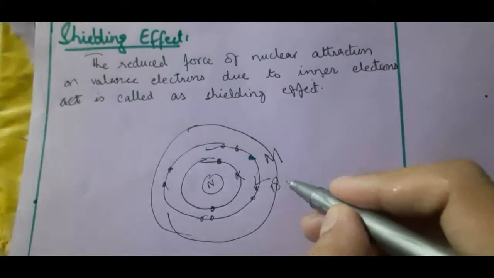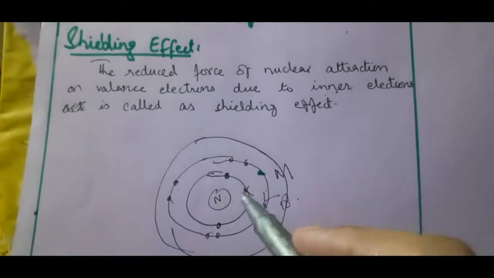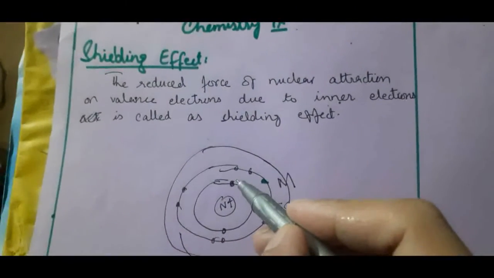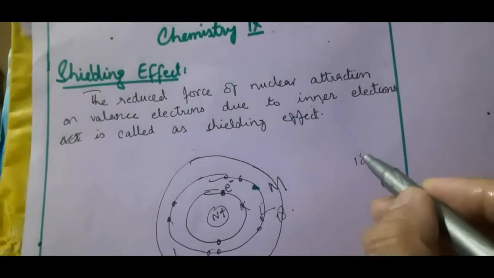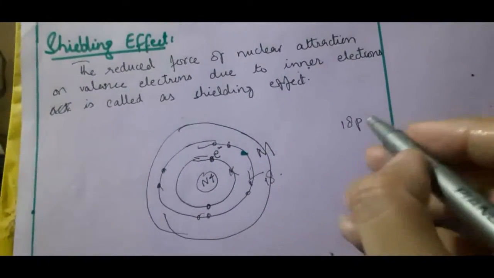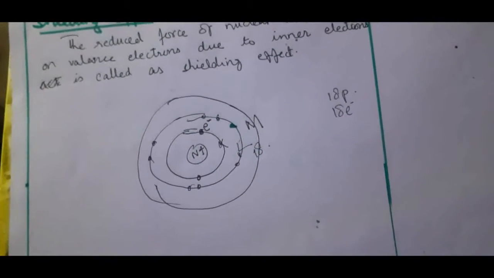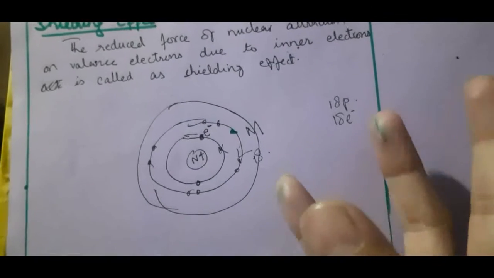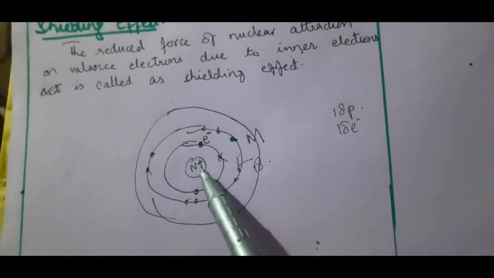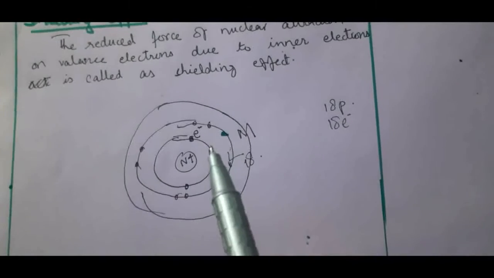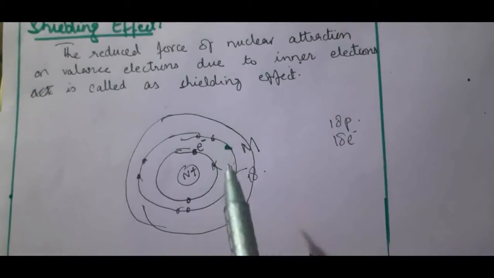So what actually happens? We do know that the nucleus has protons, whereas these shells have electrons. If there are 18 protons in an atom, there would be 18 electrons in the same neutral atom, right? This means that the nucleus attracts all of the electrons. So the nucleus is having an attractive force over all these shells, to attract these electrons towards its center.